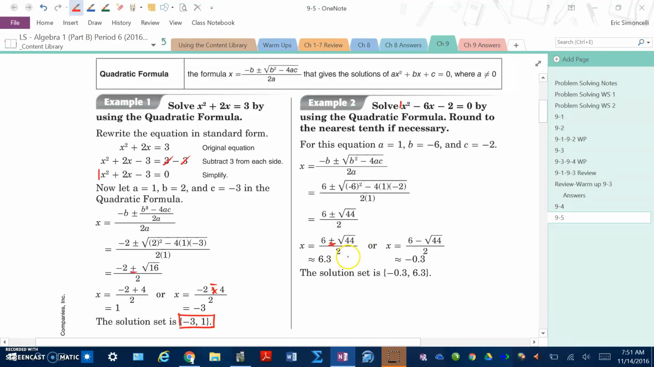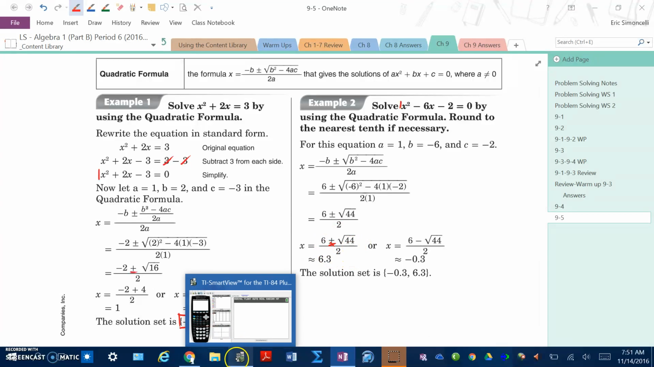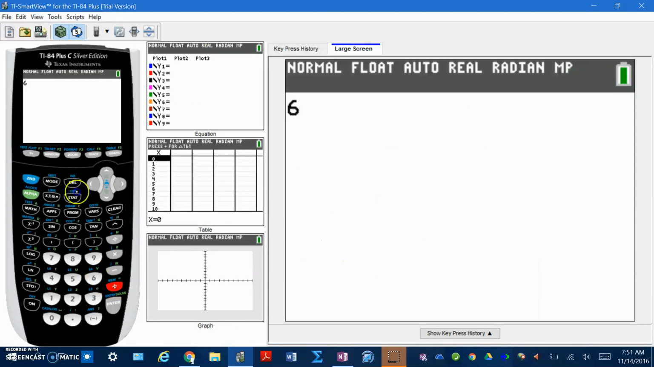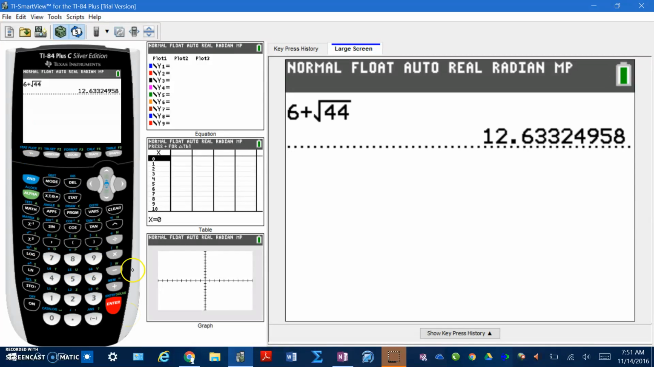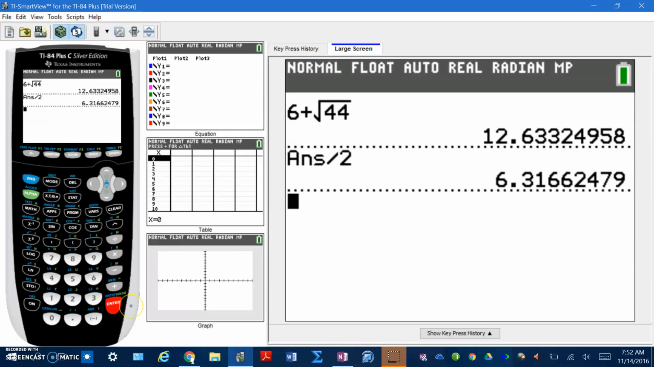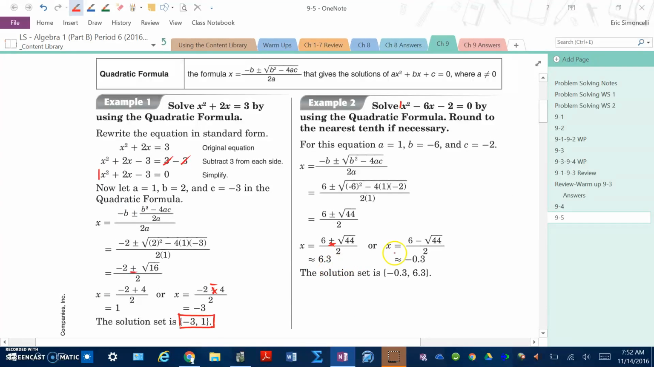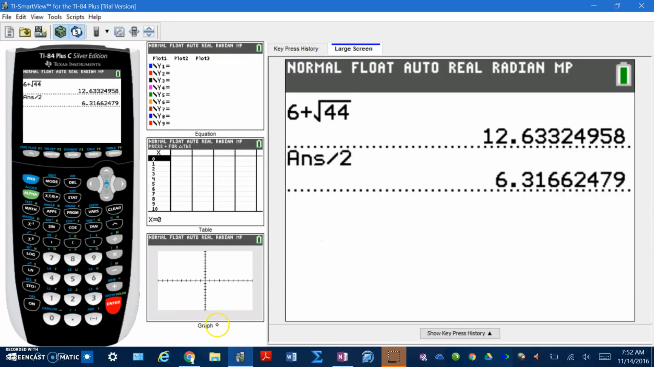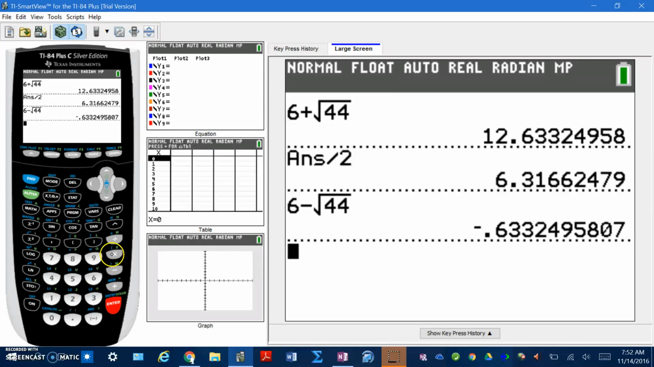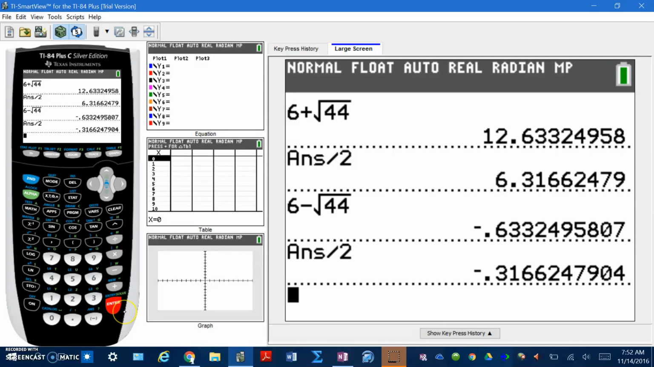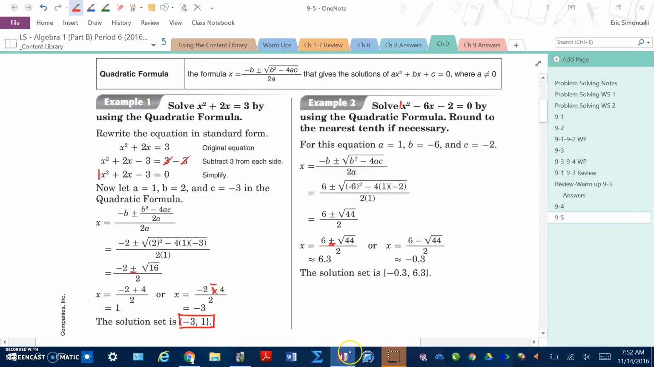Now if I were to go ahead and type this in, because it will be a decimal, 6 plus the square root of 44, divide that by 2. My first solution is 6.3, they rounded to. And then the other, of course, 6 minus the square root of 44, and then divide that by 2. And that's negative 0.3. Those two solutions are great.